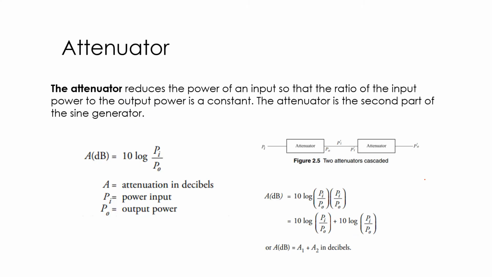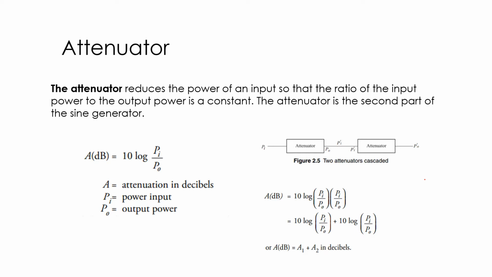The function of attenuators is to reduce the power of the input so that the ratio of the input power to the output power is a constant. And the attenuator is in the second part of the generator. We know that the signal generator produces a wave or signal, and the user will put in the magnitude and the frequency.